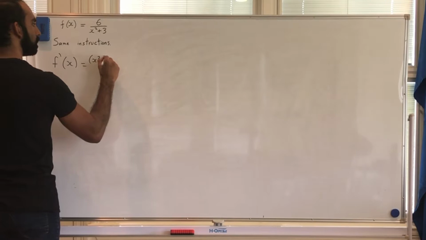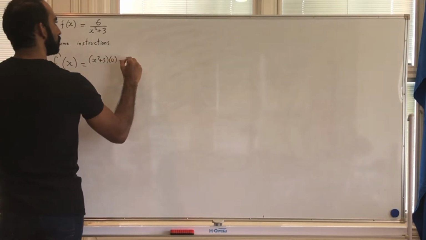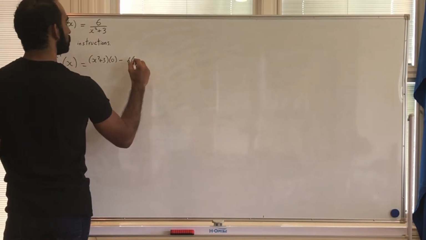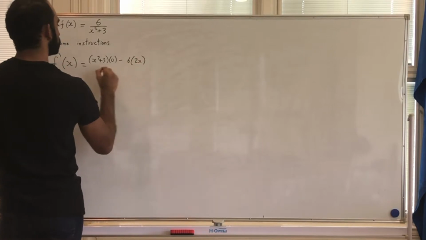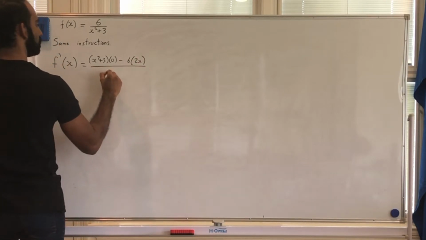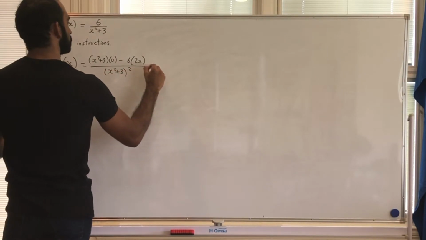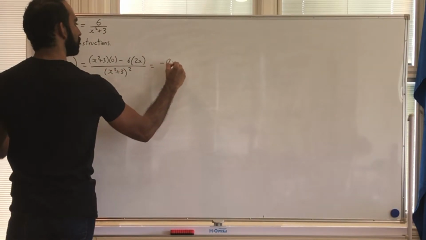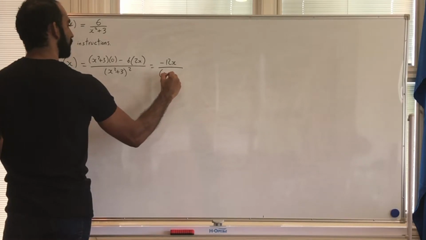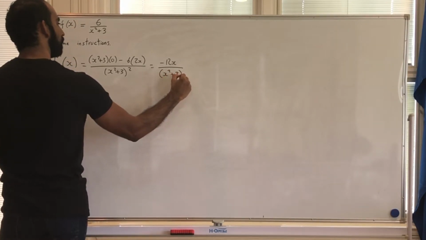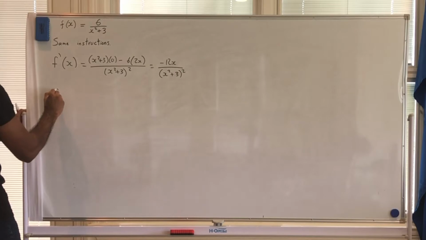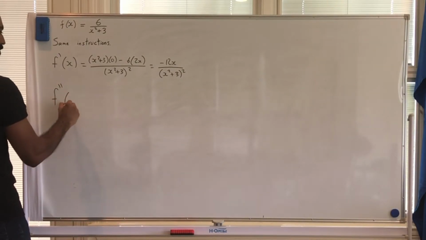Low d high minus high d low all over low squared. Just a nice negative 12x over that same denominator. Oh boy, the second derivative is going to be fun. Oh, it is all sorts of fun, let me tell you.